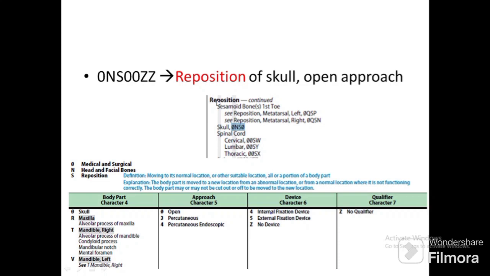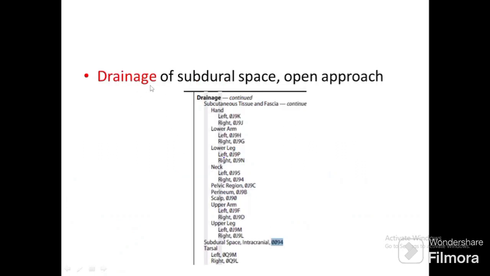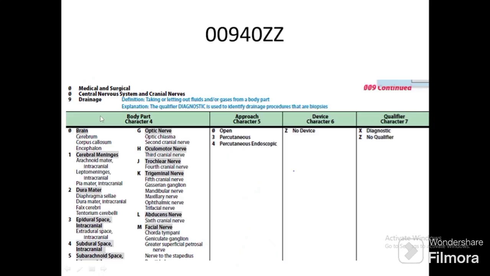So reposition of skull. So we should search for the term reposition in the index, and under reposition search for skull 0 and S. So go to the table 0 and S, and skull 0, and approach, open approach, and no device and no qualifier. And the second procedure was drainage of subdural space. So search the term drainage in the index, and under drainage, subdural space or intracranial space. So 009, go to the table 009 and search for subdural space. So subdural space intracranial 4, and open approach, and no device and no qualifier.